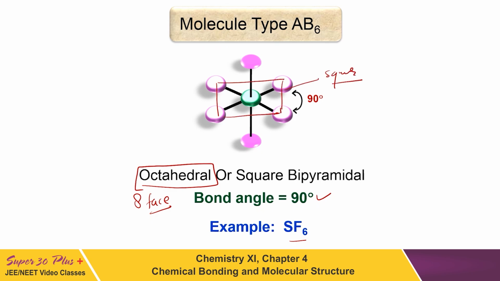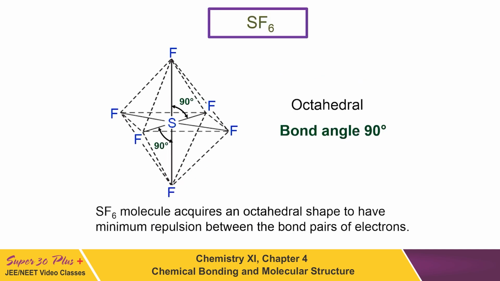What picture you see here is the square. Now if you join this atom with these 4, you will get a pyramid-like structure, and the same pyramid is there below the plane. So it is a square which is in the plane, and bipyramidal: one pyramid is above and one pyramid is below, and this structure is also called octahedral structure. The structure with the 8 faces is octahedral structure.